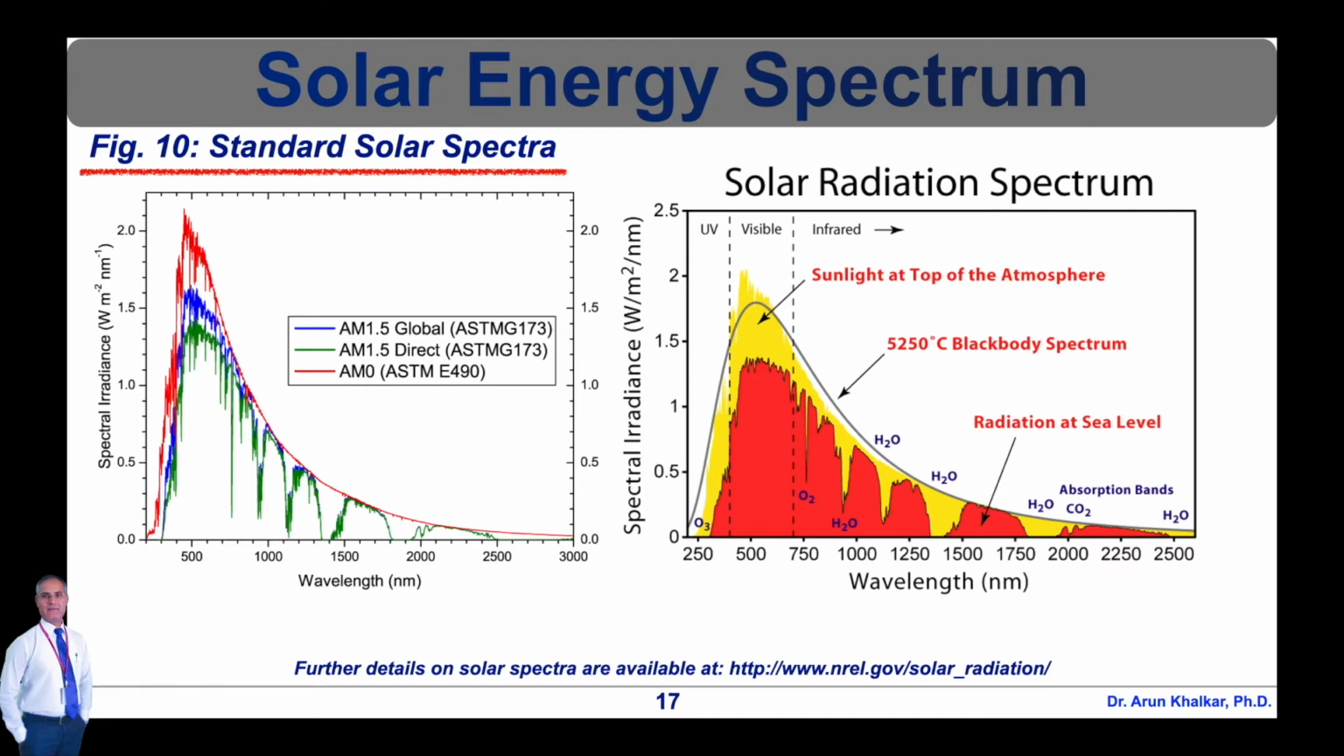ASTM E490 is the standard spectrum for space applications, referred to as air mass 0. It has an integrated power of 1366.1 watt per meter square. ASTM G173-03 is the international standard ISO 9845-1 of 1992. Two standards are defined for terrestrial use. The air mass 1.5 global spectrum is designed for flat plate modules and has an integrated power of 100 watt per meter square.